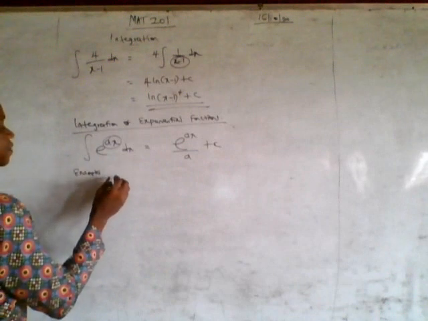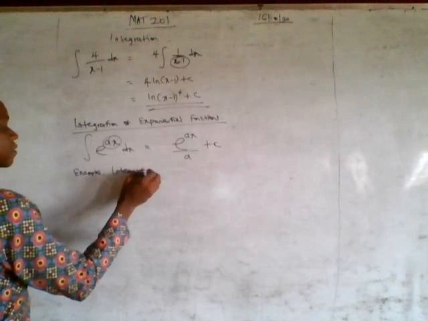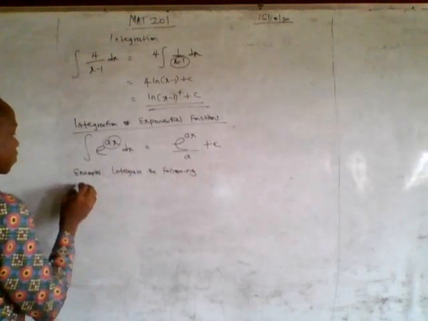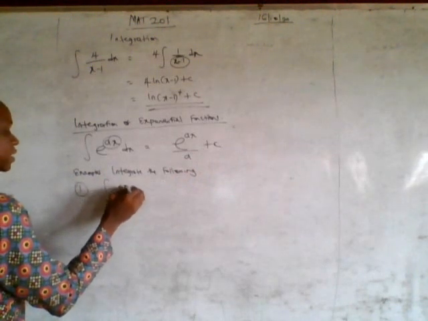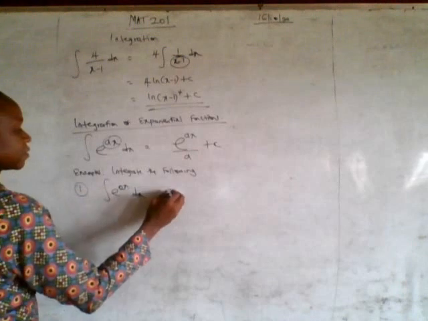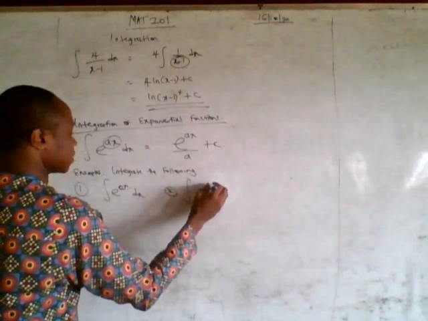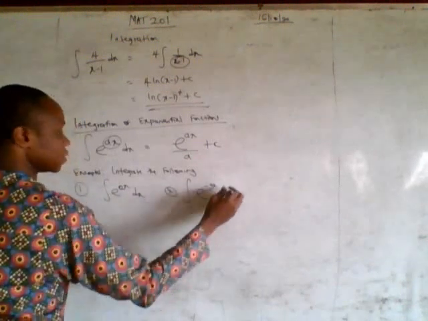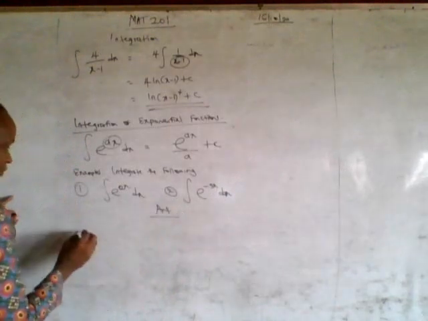Examples: integrate the following. Number one, exponential 2x with respect to x. Number two, exponential minus 3x with respect to x. Two questions would be okay to deal with that.